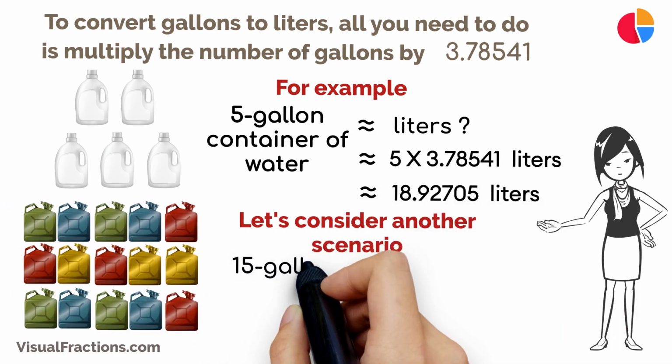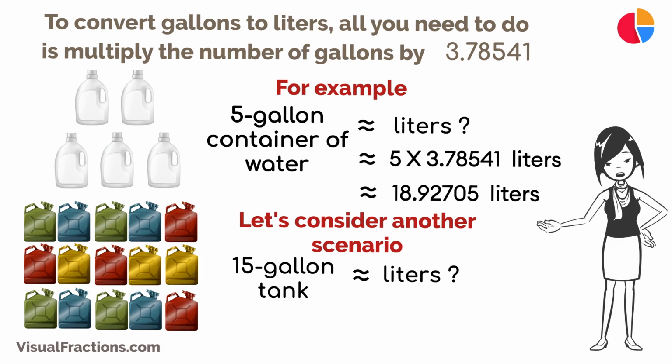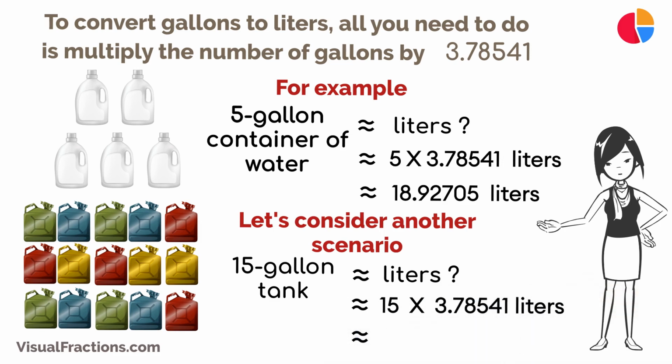If you're at the gas station and you fill up your car's 15-gallon tank, converting it to liters is straightforward. Just multiply 15 gallons by 3.78541 to get about 56.77815 liters. And there you have it.